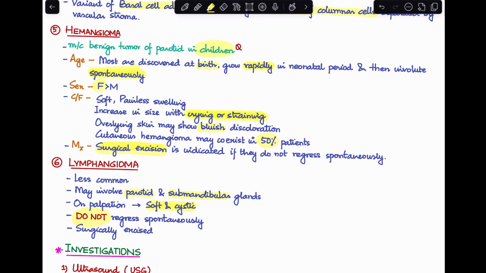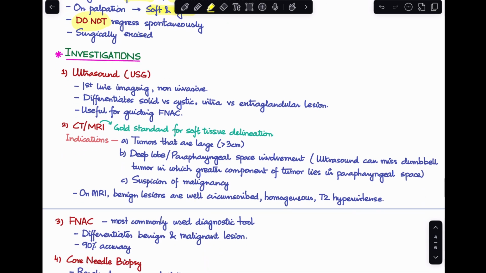Now we'll talk about how do we investigate any case of benign salivary gland tumor. So our first line of imaging over here, first of all, before we do any kind of biopsy or any kind of tissue sampling, first we have to do imaging. So our first line imaging over here is an ultrasound. This ultrasound will help us in differentiating whether the lesion is solid or cystic or whether it is intra or extraglandular lesion. And ultrasound is often used in guiding FNAC as well. That actually improves the accuracy of the FNAC done.